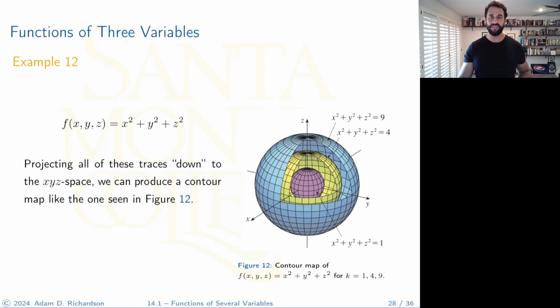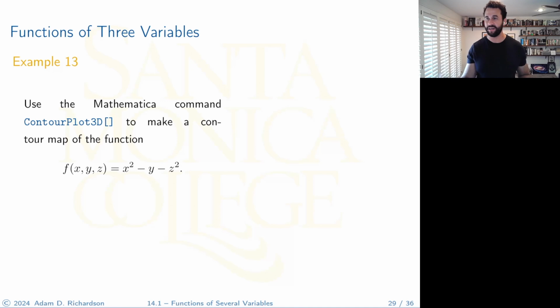Let's do a slightly different example. How about this one? We're going to use Mathematica to get a good look at it. I made the code fairly simple. We're going to do a contour map of this function right here. The function is x squared minus y minus z squared. It is a function of three variables, so the graph is a three-dimensional object in four-dimensional space. All we can really do to visualize it is look at traces in space, project them down onto three dimensions, and then look at the contour map. So let's look at it.